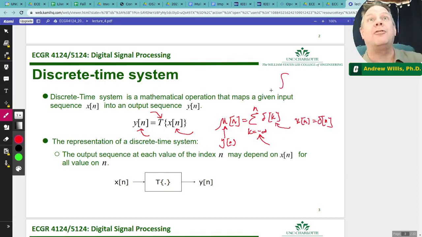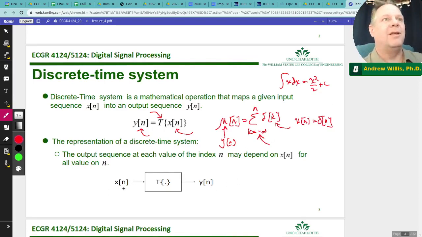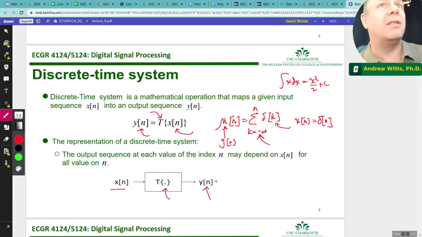If you have an integral sign, somebody needs to be the subject of that integral, like x dx. That's the input, and what comes out is x squared over 2 plus c, the indefinite integral of x. So the integral is an operator. It operates on functions, and when it does its operation, new functions come out. That's how systems are defined: here's an input, some signal, a function. T is a thing that operates on the signal, and then a new function comes out.